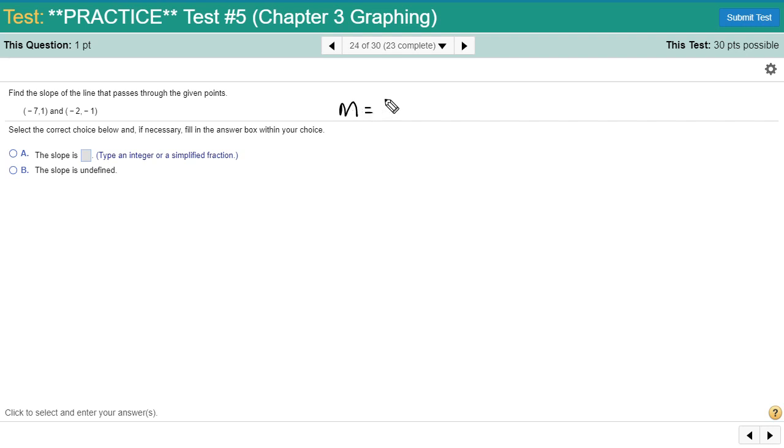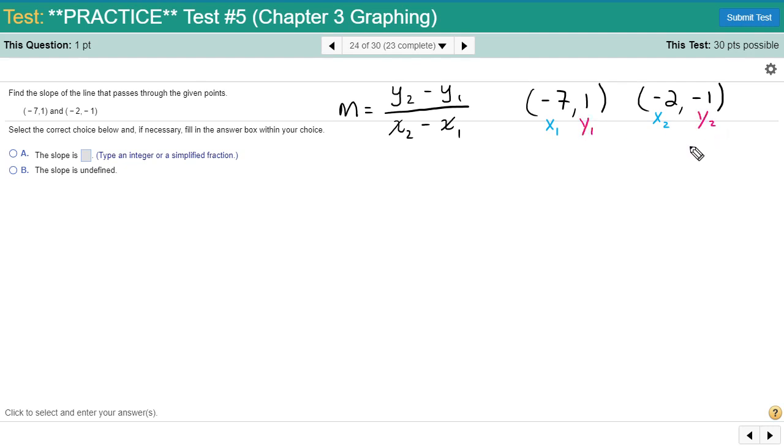So m, which represents slope, m is equal to y sub 2 minus y sub 1 over x sub 2 minus x sub 1. So let's take our 2 points, in this case -7 and +1, and -2, -1. We'll put these off to the side, and let's go ahead and, as I would recommend you do, label your points. So we'll let this be x sub 1, this will be x sub 2, and we will let this be y sub 1 and y sub 2. So now that we've got our points labeled, we know what formula we're using, let's just simply plug and chug.